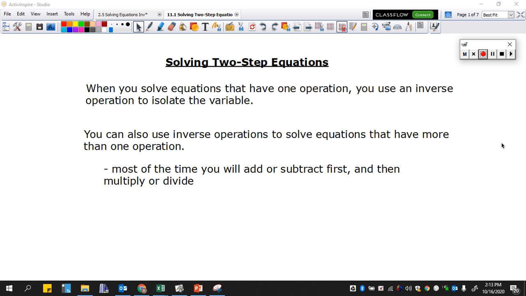In other words, it's almost like undoing the order of operations, or doing the order of operations backwards. So most of the time you're going to add or subtract first. Okay, so let's do several examples.